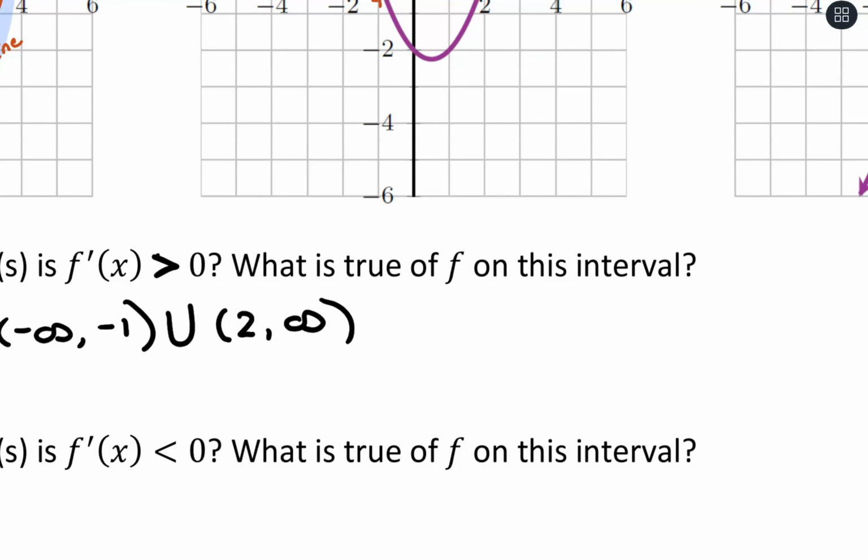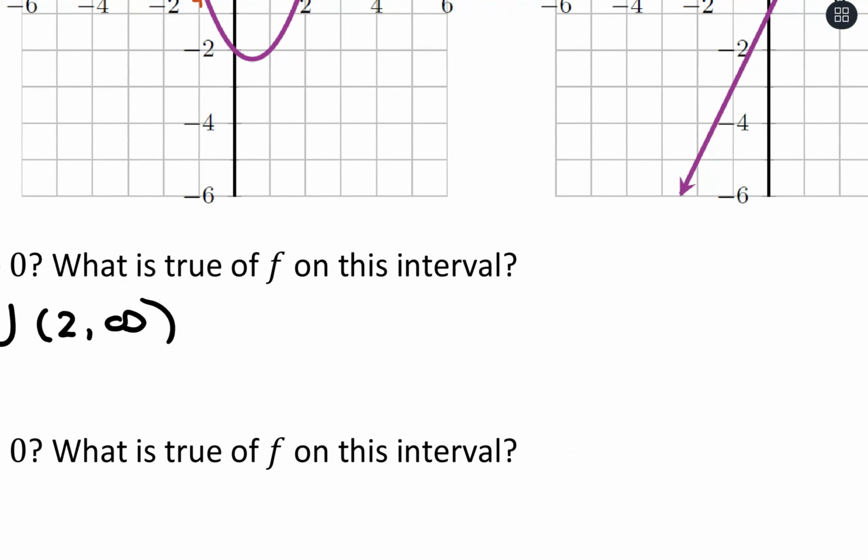So where f prime of x is more than 0, what is true of f on this interval? F is increasing. So we're seeing this rate of change of f where it has a positive rate of change, which means f prime is positive as well because of that positive rate of change.